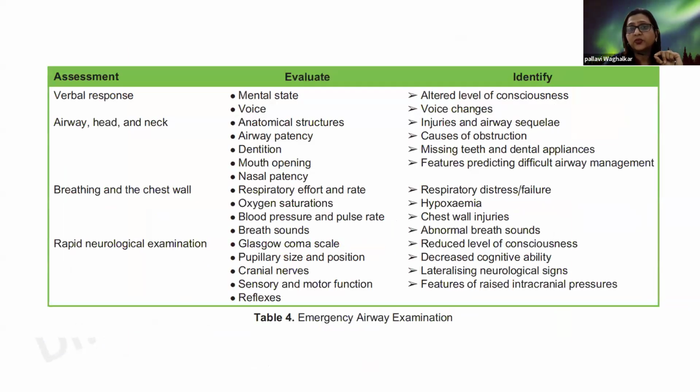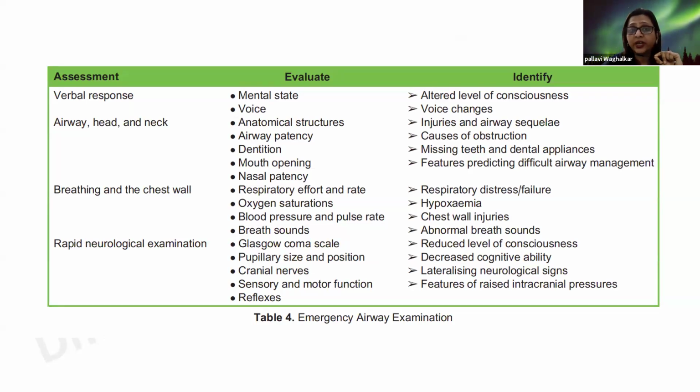In emergency, first of all, airway examination will include the verbal response, which will indicate any altered level of consciousness or any voice changes. Look for injuries in the airway, head, and neck. That will lead to any missing tooth or dental appliances, and the causes of obstruction should be ruled out. Also, we have to see the breathing pattern and chest wall, because there might be associated chest wall injuries. We have to find out any other causes of hypoxemia.